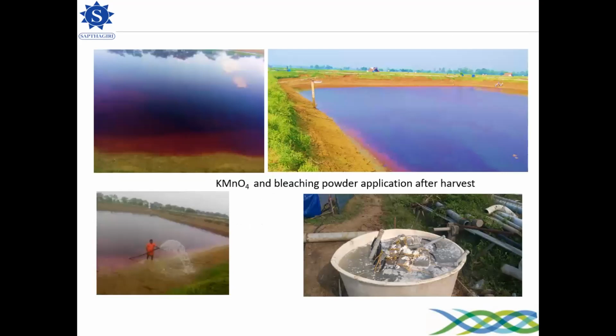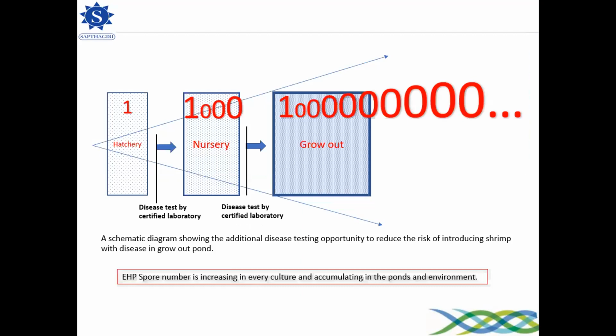And these are some photographs of potassium permanganate treatment in the ponds. This is a schematic representation of disease progress from hatchery to grow out. In the hatchery, there is very little chance of getting EHP. When it comes to the nursery, the magnitude is increasing. When it is grow out, it becomes billions.